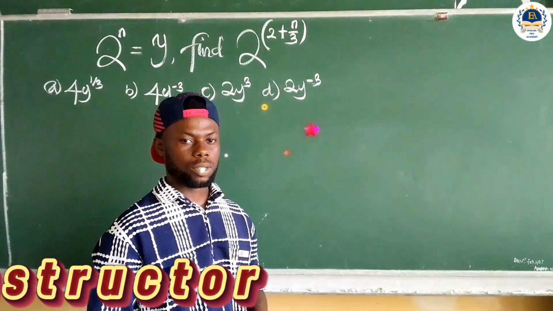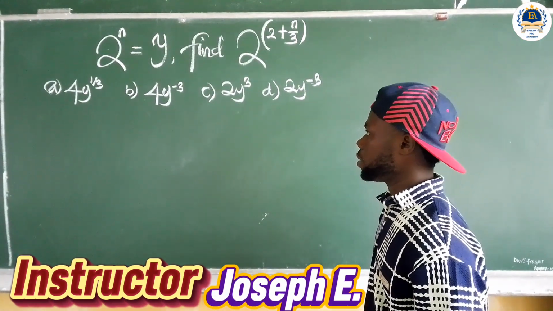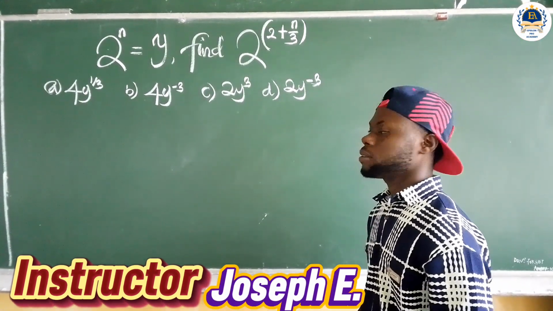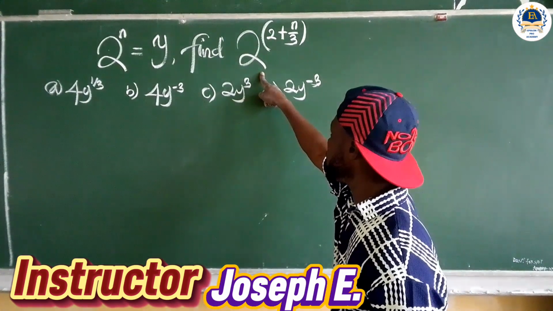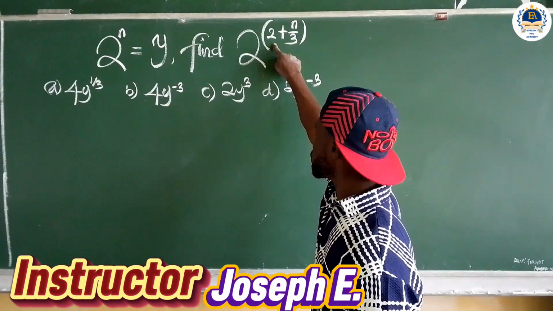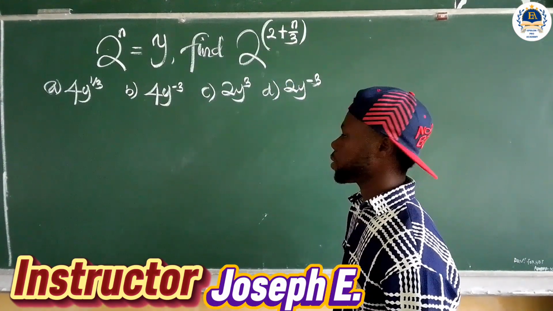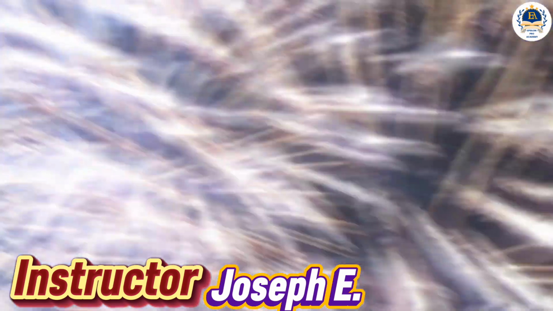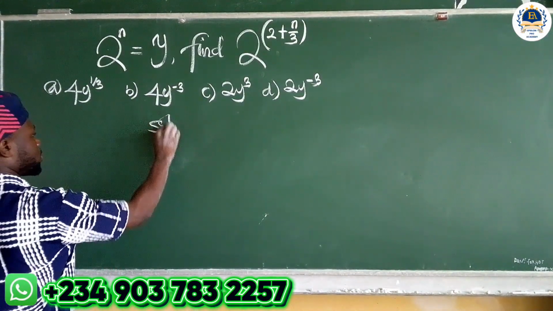Let's examine this question on the board. The question is: 2 raised to the power of n is equal to y. Find the value of 2 raised to the power of, in parentheses, 2 plus n over 3. How do we attempt this question? The first thing we have to do, let's write solution.